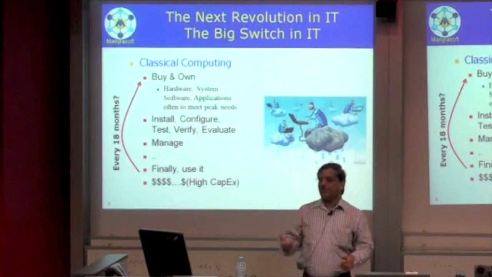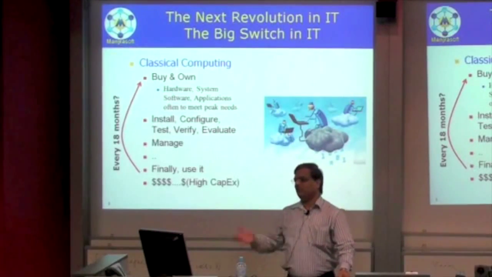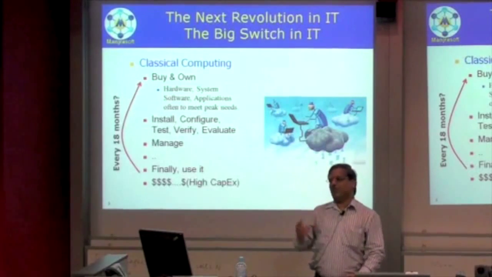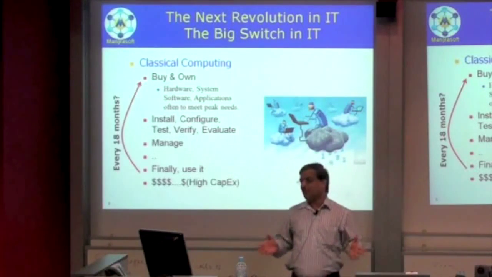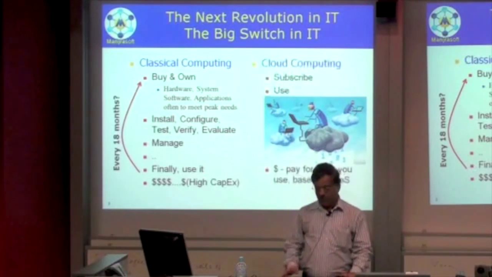Even small SMEs may not be able to afford access to all the kinds of software that we need. On top of it, as we know, every 18 months IT things change. We get new hardware and new software, and as a result you have to repeat the cycle again. So the cost of ownership and the cost of operation are very, very high. This is what cloud computing is trying to solve.